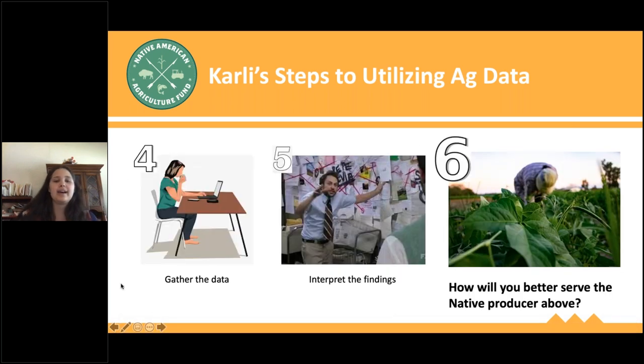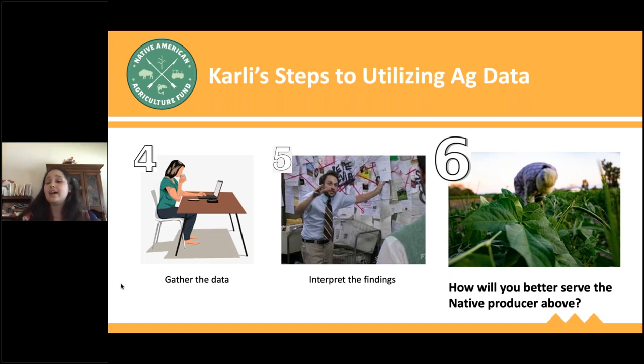Number four, gather the data. So once you've done some of that pre-planning, then sit down and go find it. I'm going to show you just in a little bit when I go to the website how you might access it. Once you get all the data together, look at it and try to interpret the findings.